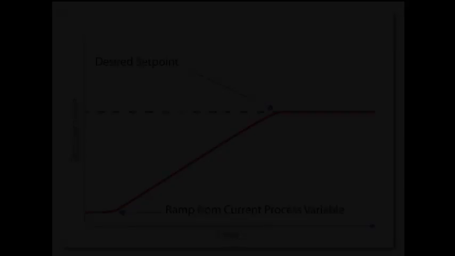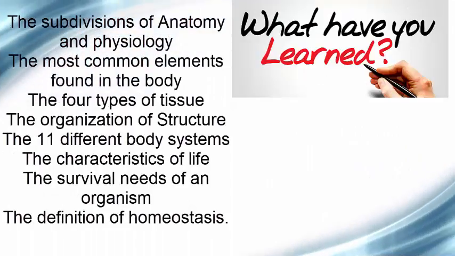So, if you were paying attention during this video, you learned the subdivisions of anatomy and physiology, the most common elements found in the body, the 4 types of tissue, the organization of structure, the 11 different body systems, the characteristics of life, the survival needs of an organism, and the definition of homeostasis.